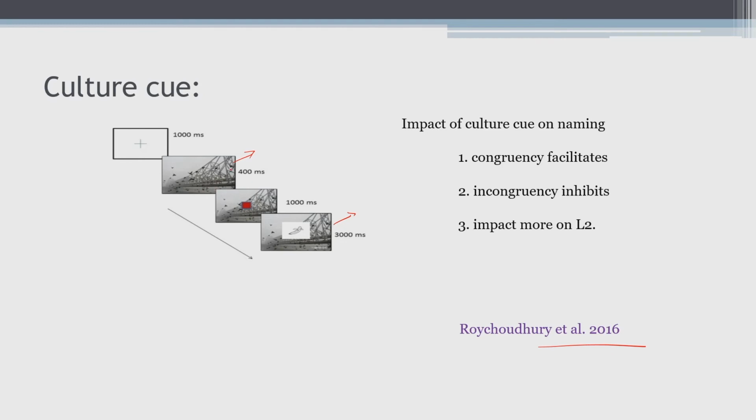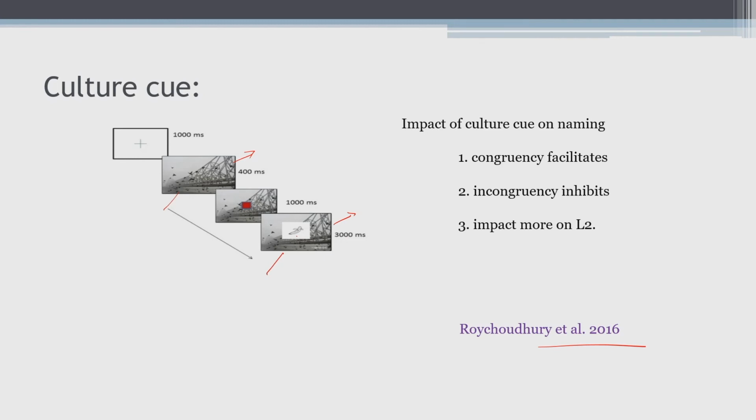So, automatically the moment you see Howrah Bridge, the cultural aspect that is activated is the Bengali culture. Then there is a gap, and then the picture emerges, and the task was to name the picture. When this is an incongruent condition, you see a Bengali picture and you have to name the picture in English, then there was an incongruency effect in the sense of inhibition. So, response was slower when there was an incongruent picture.